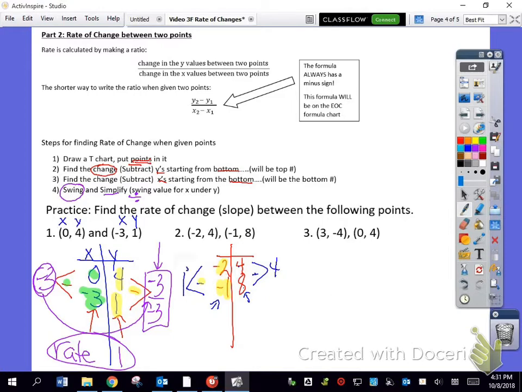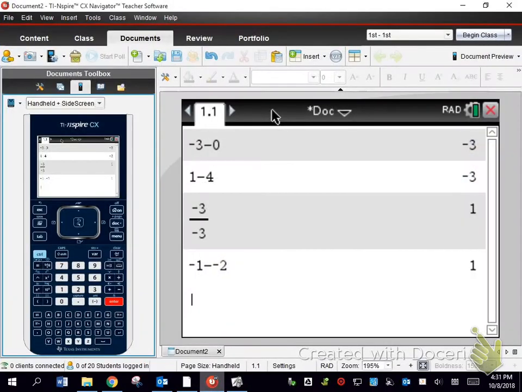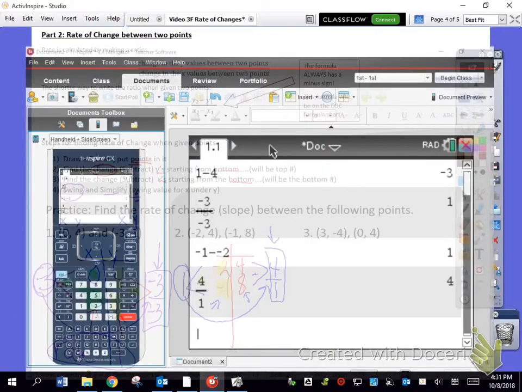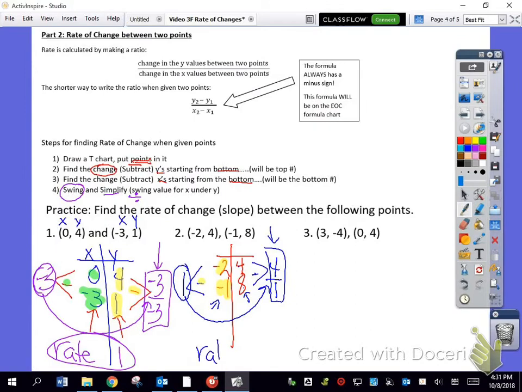Now you're going to swing. So you're going to take this 1 and put it underneath with division, and then enter from the top down. So 4 divided by 1, which all of you know is 4. So my answer is 4. That's my rate, that's my slope.